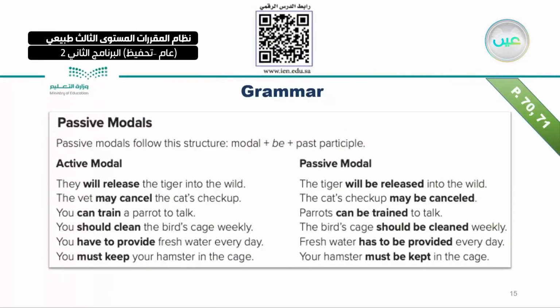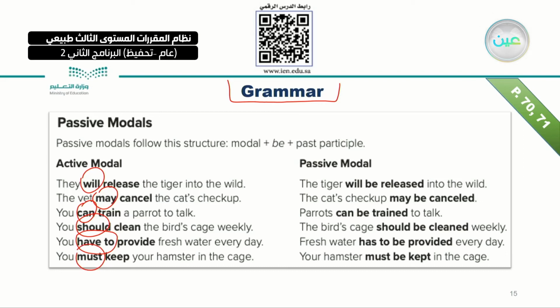Now we will move to grammar, and today we will talk about passive modals. What do I mean by modals? As you can see, these are will, may, can, should, have to, and must. These are the modals we are talking about. Passive modals follow this structure. This is how you can actually use the passive.